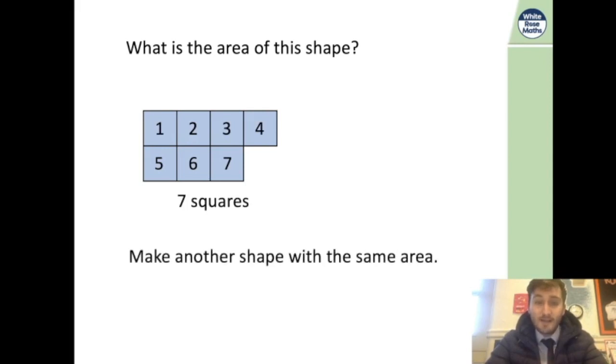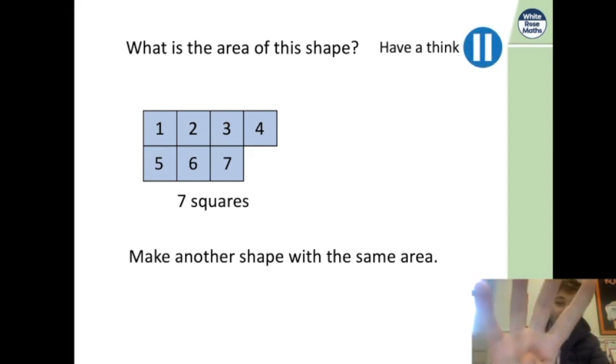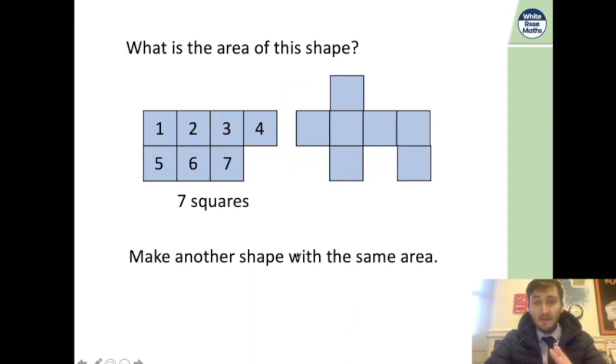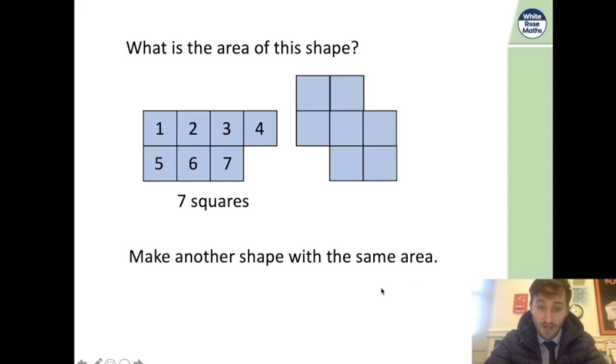So now, on your squared paper, can you make another shape with the same area? Pause the video, have a think, and give it a go. Okay, pause. Okay, so my shape that I have made with 7 squares looks like this. It looks a very strange shape, but I've got 1, 2, 3, 4, 5, 6, 7 squares. I might have used another shape like this. Your shape might look a little bit different to mine, but as long as you have counted the area and it's got 7 squares, you have made another shape with the exact same area.